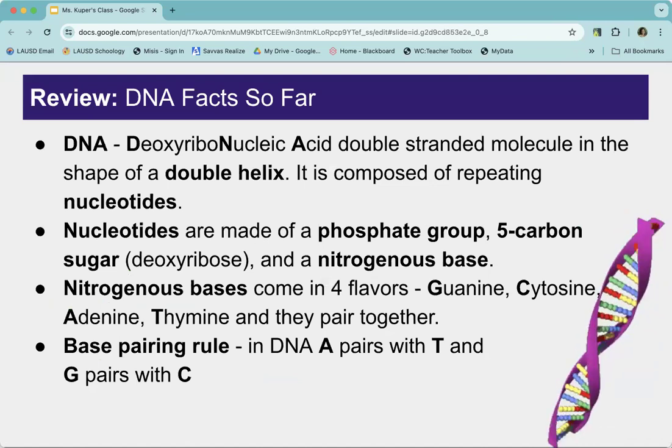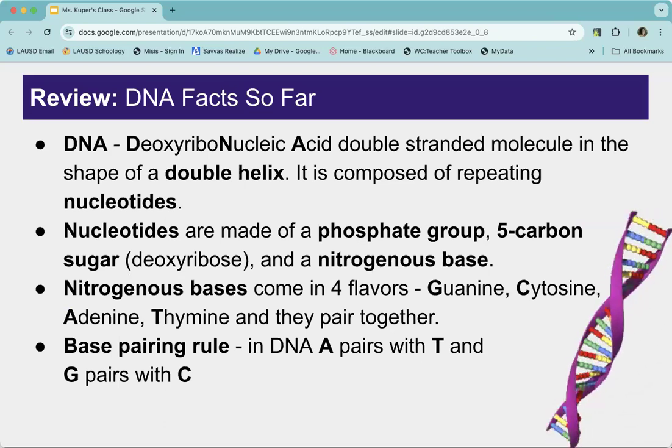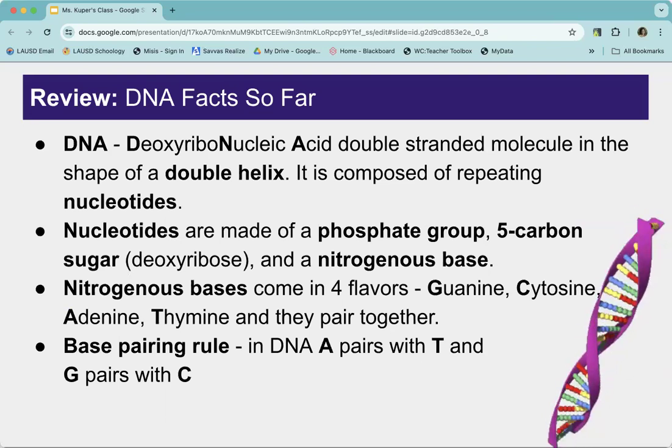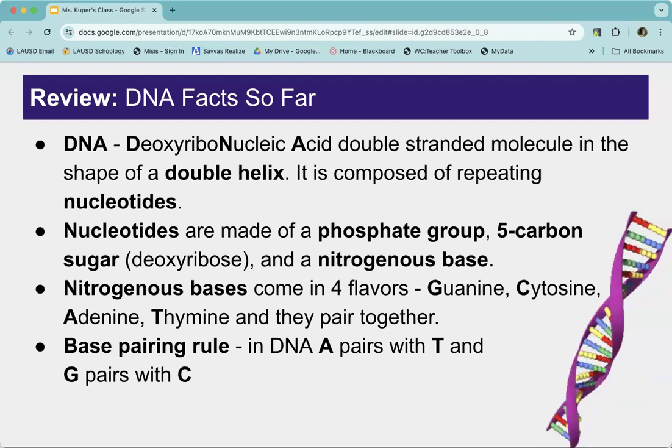So just a quick review, DNA is called DNA because it stands for deoxyribonucleic acid. It's a double-stranded molecule in the shape of a double helix, and it's composed of those repeating nucleotides. Nucleotides are made of a phosphate group, a 5-carbon sugar, which is called deoxyribose in DNA, and a nitrogenous base. Nitrogenous bases come in 4 flavors: guanine, cytosine, adenine, and thymine. And they pair together in the middle of that DNA structure, according to the base pairing rule. A goes with T and C goes with G.